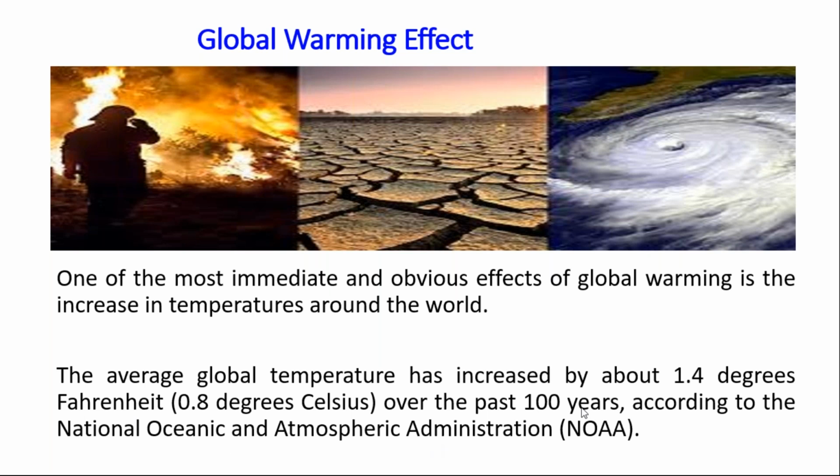The average global temperature has increased by around 1.4 degrees Fahrenheit, that is 0.8 degrees Celsius, over the past 100 years, that is a century, according to NOAA, the National Oceanic and Atmospheric Administration. So as far as global warming and climate change are concerned, NOAA is the main authority for observing these changes in the climate.